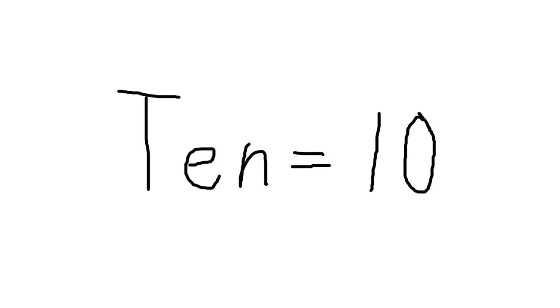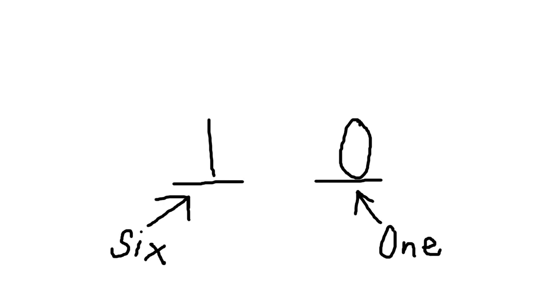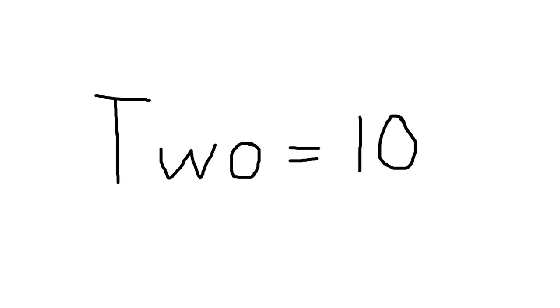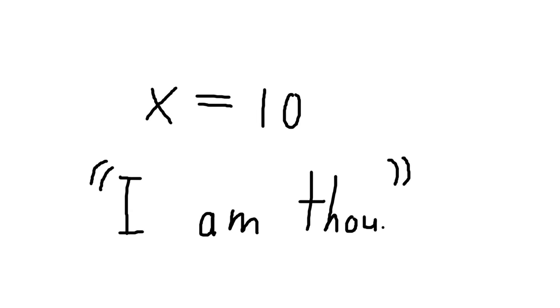So, how do we write 10 normally? Usually, we see it looks like this. That's because we have a tens digit followed by a ones digit. The only difference in base 6 is that it's a 6 digit followed by a ones digit. 6 in base 6 looks like this. 2 in base 2 also looks like this. 33 in base 33 also looks like this. In fact, every number in its own base number system is written like this.